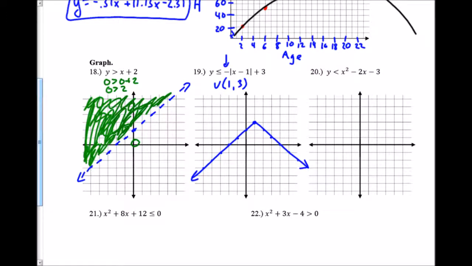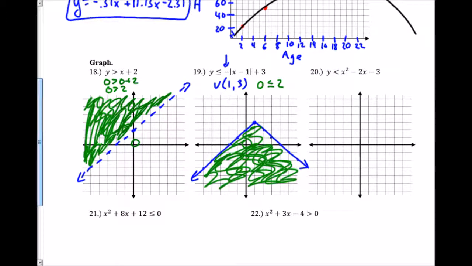And now I just need to decide if I'm going to shade inside or outside of this V. So I pick a point again. I pick something like 0, 0. If I plug 0, 0 in, I get 0 is less than or equal to 0 minus 1, which is a negative 1. Absolute value of that is 1. I get a negative 1 plus 3 is a positive 2. So I get 0 is less than or equal to a positive 2, which is true, which means I shade this side of the graph. So I shade inside the V.